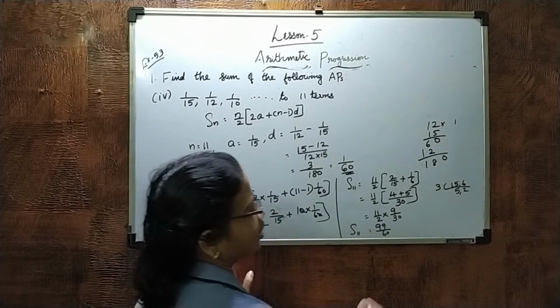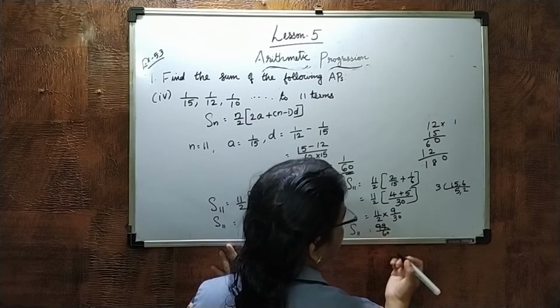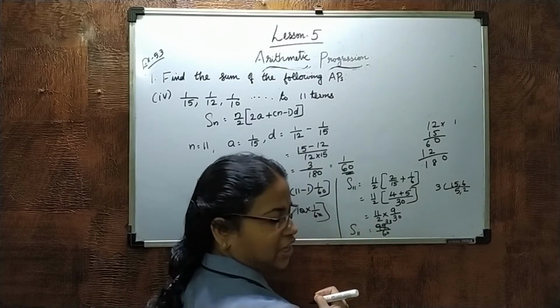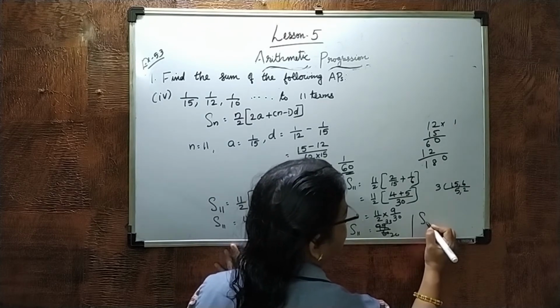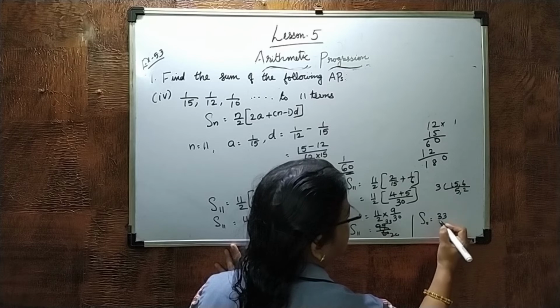Again, can you cancel? Yes. 99 means 33, 33 into 3 is 99. 60 means it is 20. So S11 is equal to 33 by 20.